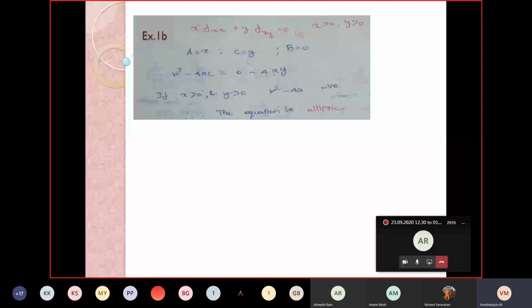Okay. Now this is exercise number 1b, f_xx plus f_yy is equal to 0. If x is always greater than 0 and y is always greater than 0, then we need to find whether it belongs to elliptic, parabolic or hyperbolic. Here the term x belongs to a, and our c is equal to y, and we don't have a term associated with f_xy. Therefore b is equal to 0. By applying these things, we'll get a negative value. Therefore this equation also belongs to elliptic.